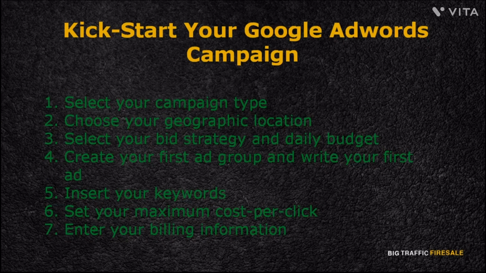Then there's 7 simple steps to kickstart your campaign. 1. Select your campaign type and name. 2. Choose the geographic location where you want your ads to appear. 3. Select your bid strategy and set your daily budget. 4. Create your first ad group and write your first ad. 5. Insert your keywords into the keyword field in your account. 6. Set your maximum cost per click. 7. Enter your billing information.